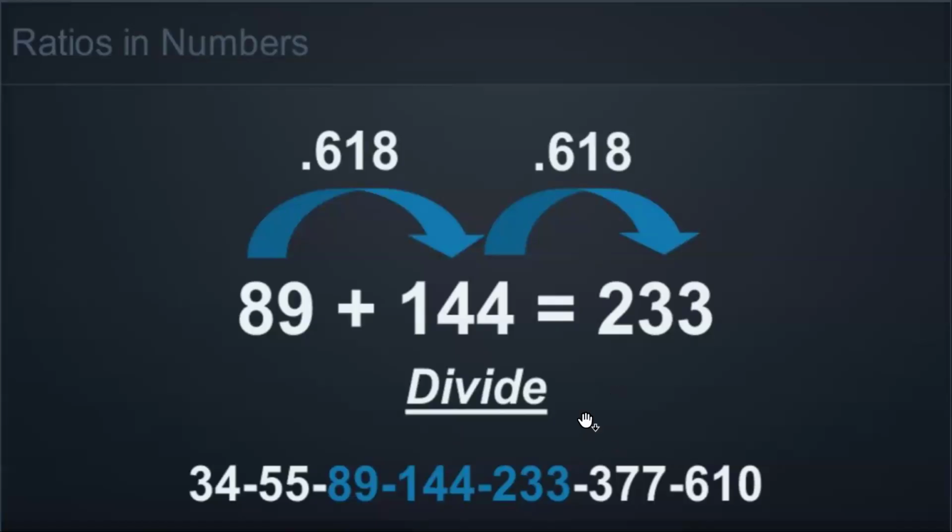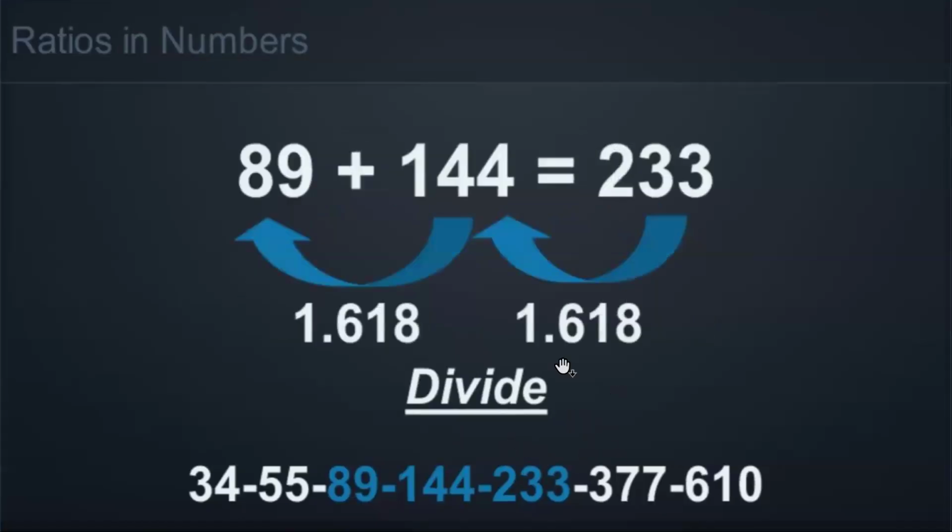Okay, so now let's leave this phase and go to the next phase. It was the first number we used to divide the second number. Now we use the second number to divide the first number. You are going to get 1.618. So instead of saying 89 divided by 144, now say 144 divided by 89. You get 1.618. You do it all round, you get the same result.